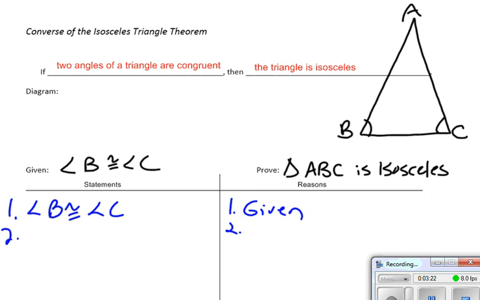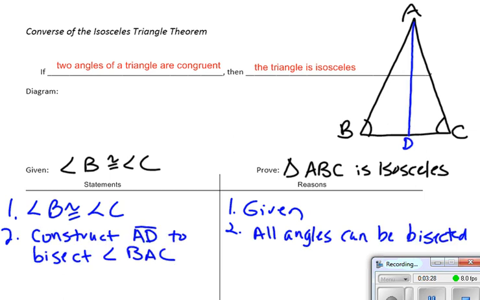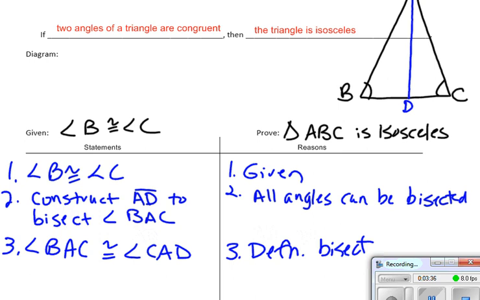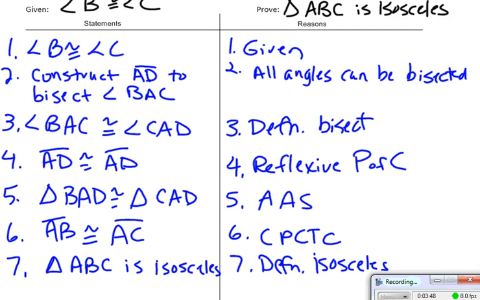So what we're going to do is add D so that AD would bisect angle BAC. Now we can use the definition of bisect to state that angle BAD and CAD are congruent. The rest of this proof should be very similar to the last proof. Stop the video and try to finish the proof on your own. Once you've completed it, turn the video back on and see how it compares to the proof I've done here.